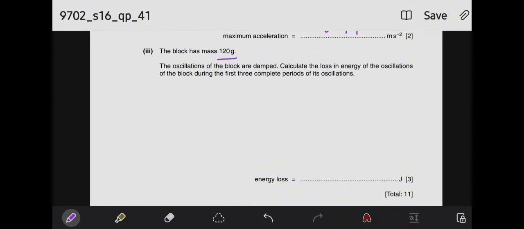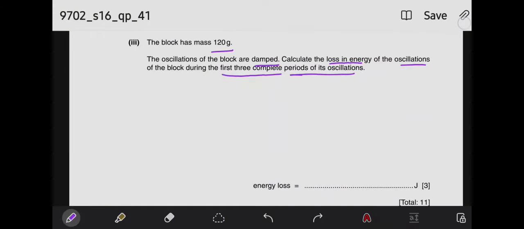The block has mass 120 gram. The oscillations of the block are damped. Calculate the loss in energy of the oscillations of the block during the first 3 complete periods of its oscillations. We have this formula for kinetic energy. So the change in kinetic energy could be found out, which would be equal to the loss of energy. So the change could be found out by half m omega square x naught square, which is the maximum displacement, minus x square, which is the displacement at the point you are finding out the kinetic energy at.